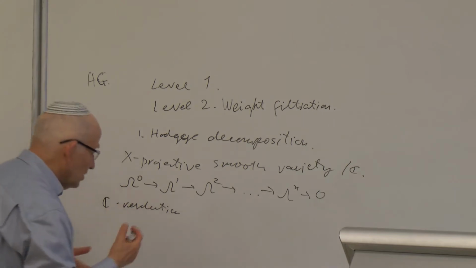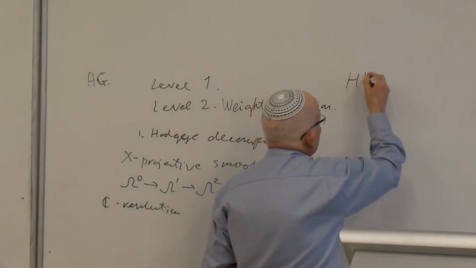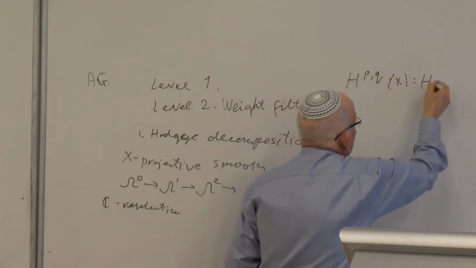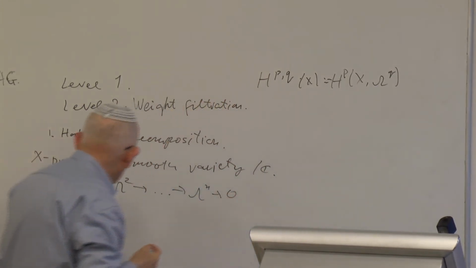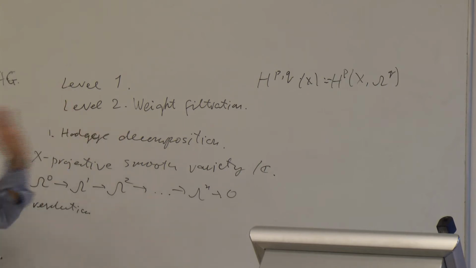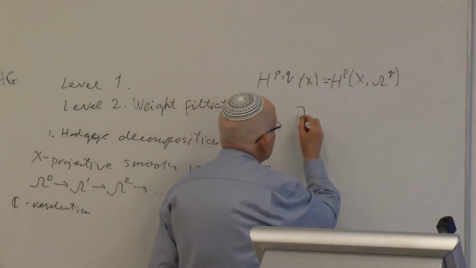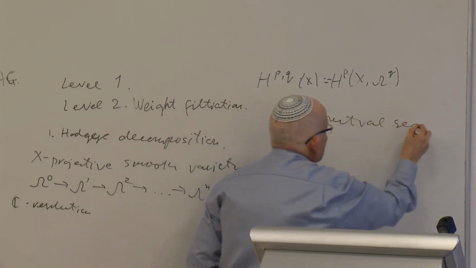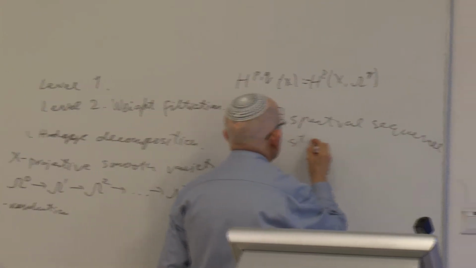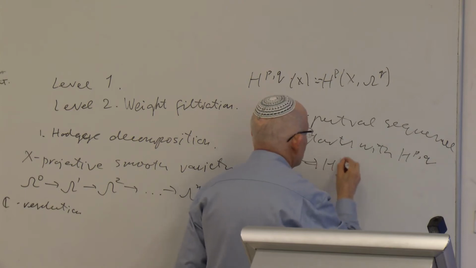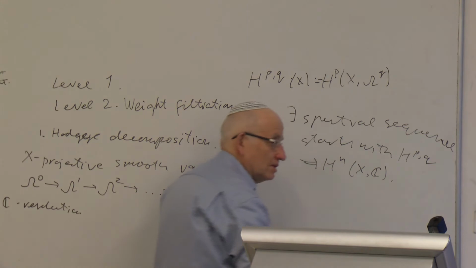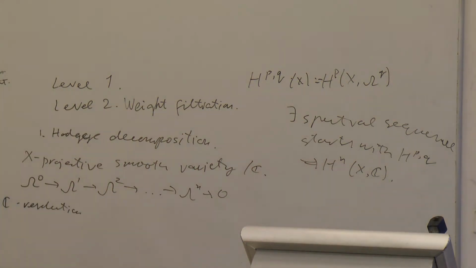From this you can immediately write down a spectral sequence. You define H^{p,q} of X, by definition, to be equal to H^p of X with coefficients in the sheaf omega^q. You can consider analytic cohomology or algebraic, it is the same. Then from this resolution you can immediately see that there exists a spectral sequence that starts with H^{p,q} and tends to the usual cohomology of X with coefficients in C. This is an easy fact from sheaf theory.